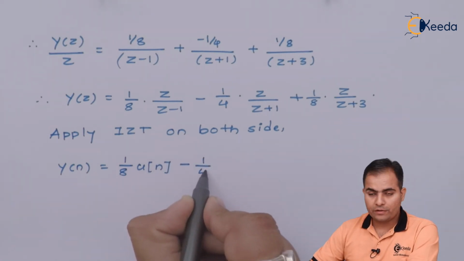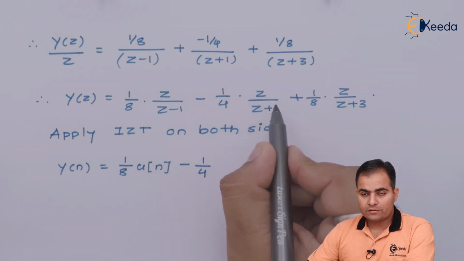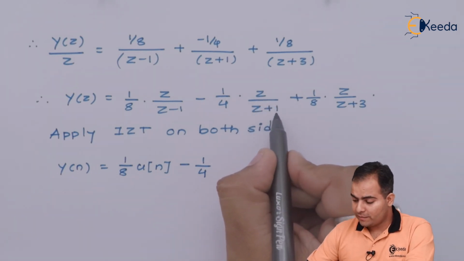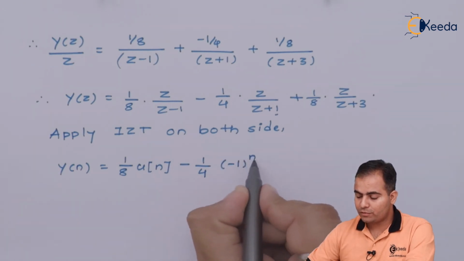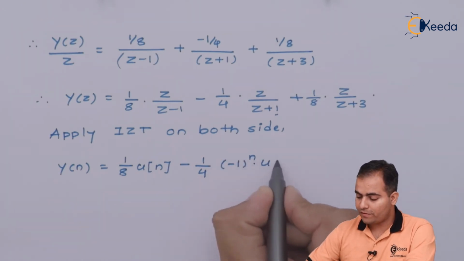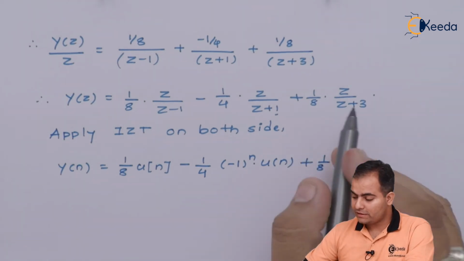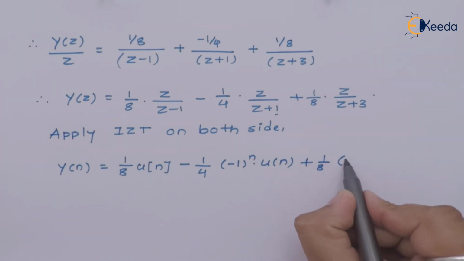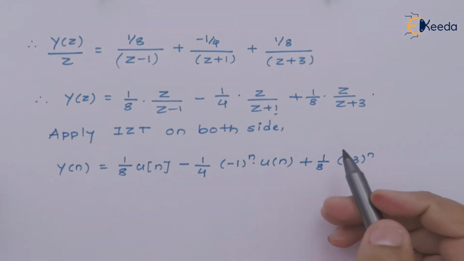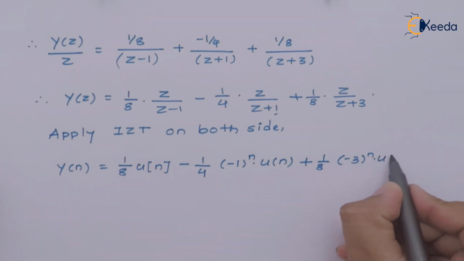Again minus 1 by 4 is a constant. Now here, as I said in the previous part also, z upon z plus 1, here my a value is minus 1, so I can write the inverse of this as minus 1 raised to n into u of n. Again here 1 by 8 is a constant, and z upon z plus 3 we have. My a value is minus 3, so I can use the time scaling property over here. So I can write minus 3 raised to n into u of n.